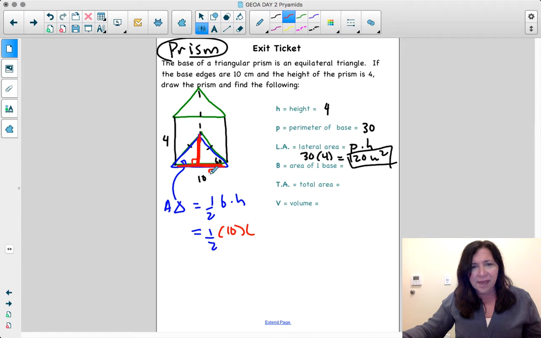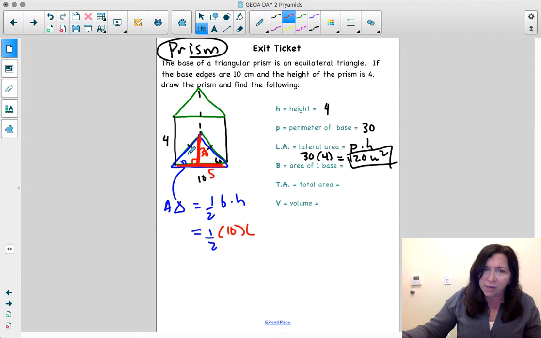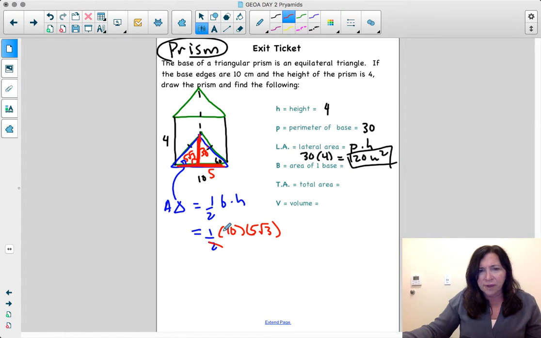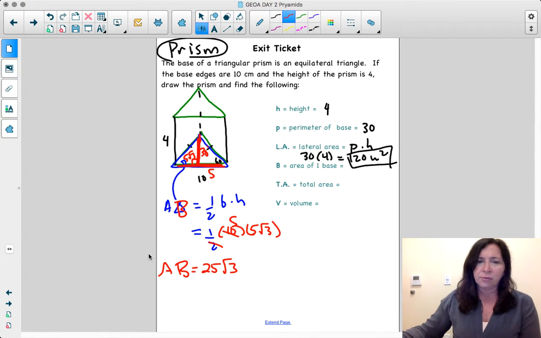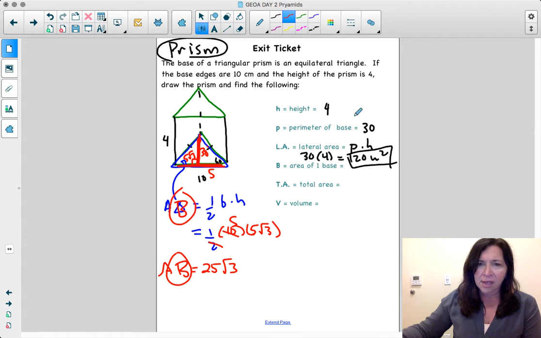And the height of the triangle is this length right here, okay? So that means that's 5. That means that's across from 30 degrees. So across from the 60 is going to be 5 root 3. So that height is 5 root 3. So 2 divides into 10 5 times. 5 times 5 is 25 root 3. And so this is the area of one base. So I'm actually going to make this a capital B so you realize that that's the area of one base. Okay, so the area of one base is going to be 25 root 3.